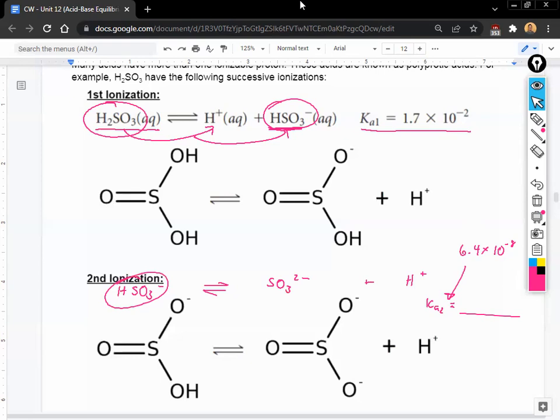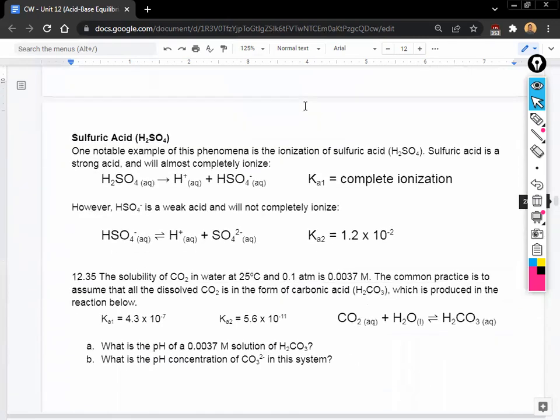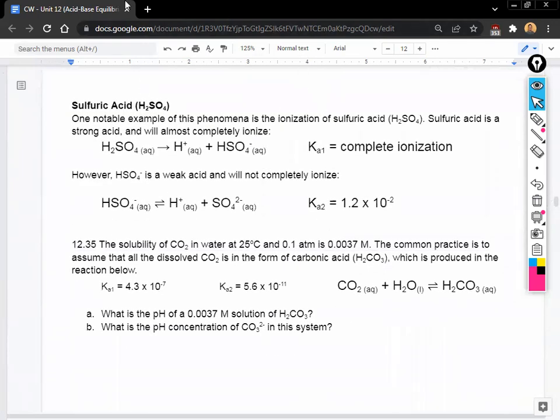Okay, so that's polyprotic acids. Now, I want to give you guys a heads up about one specific example of a polyprotic acid that you'll see quite often. It's one of my favorite compounds because it's the one that burned me in college. The notable example is sulfuric acid, H2SO4. I want you guys to write that down because sulfuric acid is interesting: it is a polyprotic acid, but it's a strong acid.